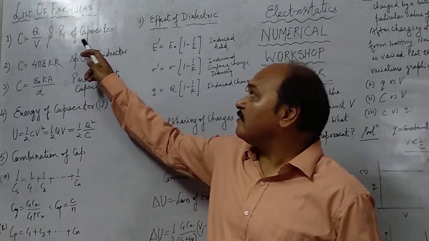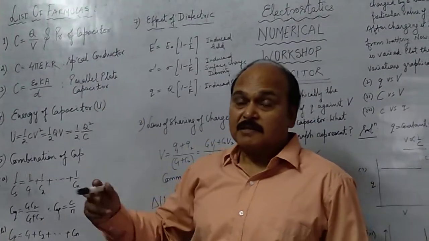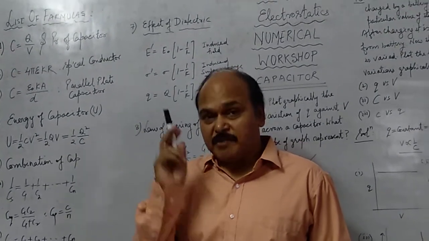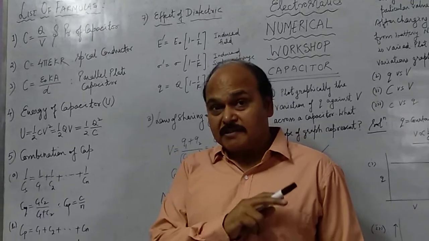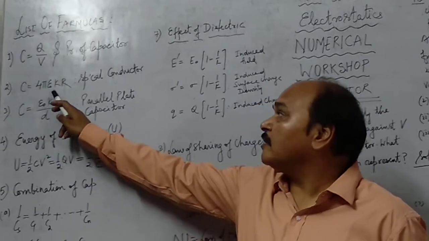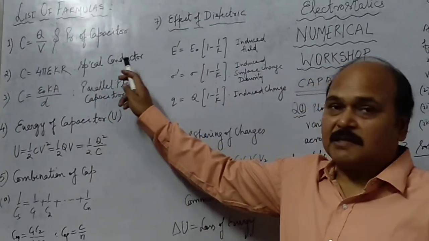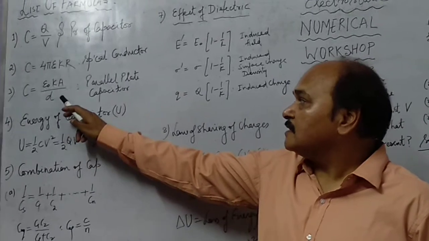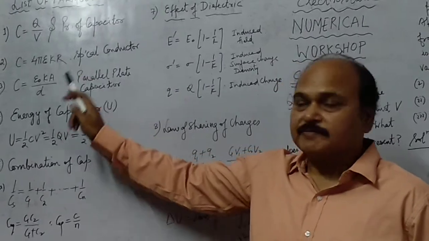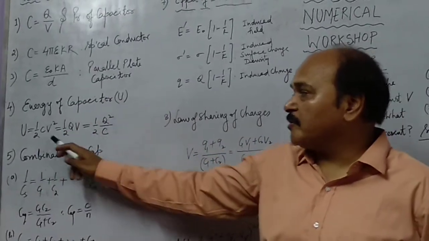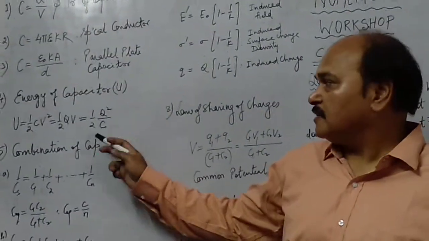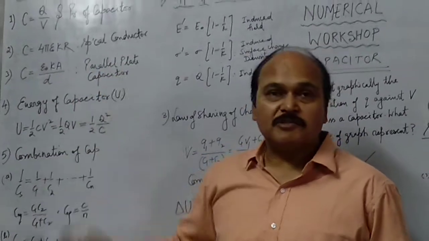Thereafter, we studied the principle of capacitor, which says that the charge storing ability of a conductor when it is part of a capacitor is much greater as compared to when it is isolated. The second is the formula of capacitance of a spherical conductor. The third is the formula of capacitance of a parallel plate capacitor, epsilon naught KA by d. Energy of a capacitor is 1/2 CV squared, 1/2 QV, or 1/2 Q squared by C. This interconversion can be done by the relation Q = CV.